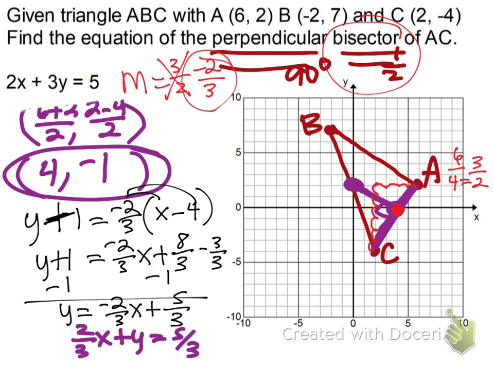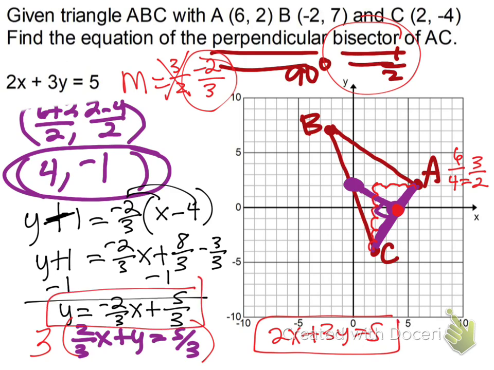Then I get rid of the fractions, so multiply by 3. And that would give me 2x plus 3y equals 5. Okay, it did not specify here what kind of equation to write. I just wanted to do both just to practice that. We'd probably just have you stop at the y equals mx plus b.